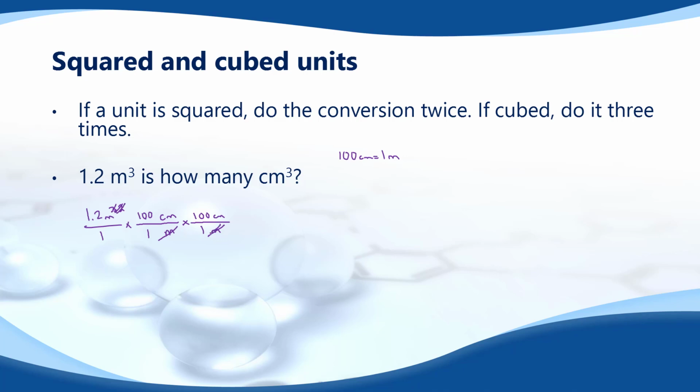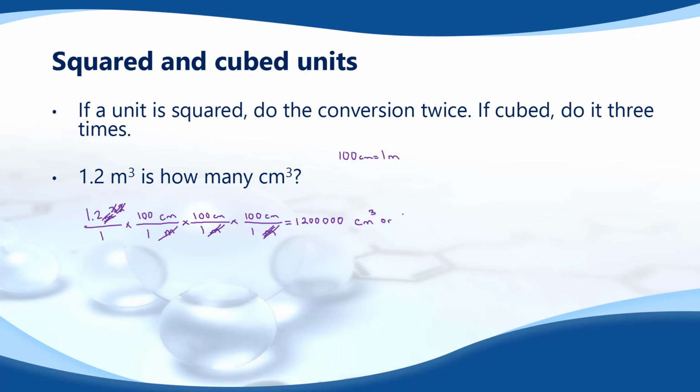So if I have a meter left, I'm going to do my conversion a third time. 100 centimeters over 1 meter. That cancels out the third meter, so the meters are now completely gone. I have centimeter times centimeter times centimeter, which is centimeters cubed, which is the unit I'm looking for. I plug it into my calculator and I'm going to get my final answer. And my final answer is 1,200,000 centimeters cubed.